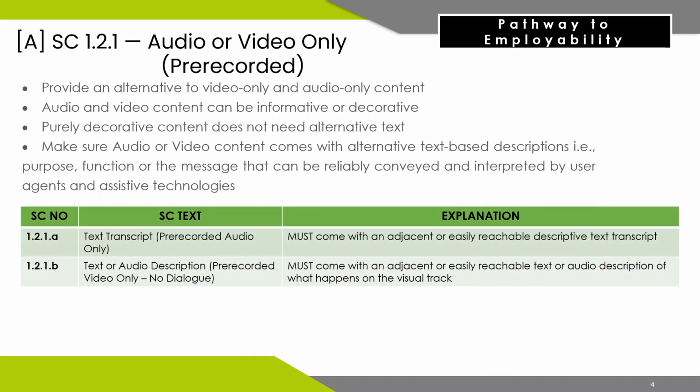The requirements for success criterion 1.2.1 Audio or video only, pre-recorded, are: 1.2.1.a Text transcript, pre-recorded audio only. Pre-recorded audio web-based files such as MP3 files and audio podcasts must come with an adjacent or easily reachable descriptive text transcript.